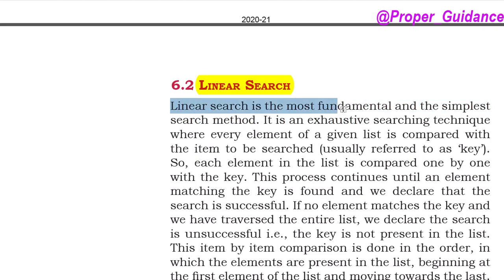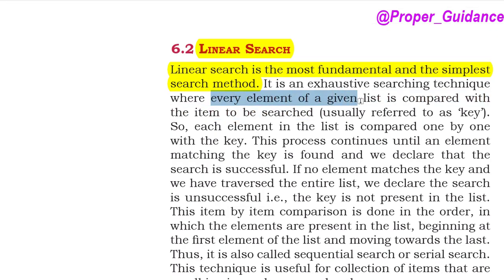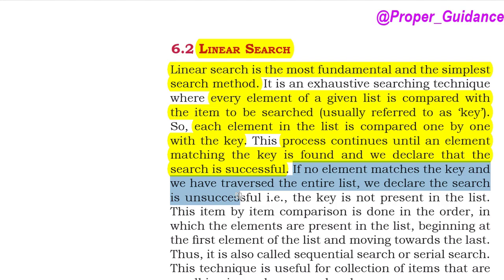Linear search is the most fundamental and the simplest search method. It is an exhaustive searching technique where every element of a given list is compared with the item to be searched, usually referred to as key. So, each element in the list is compared one by one with the key. This process continues until an element matching the key is found and we declare that the search is successful. If no element matches the key and we have traversed the entire list, we declare the search is unsuccessful. That is, the key is not present in the list.